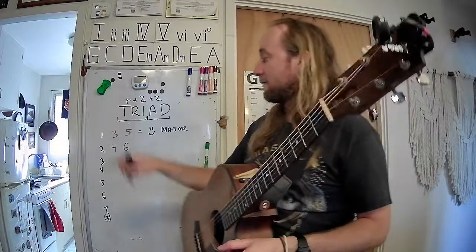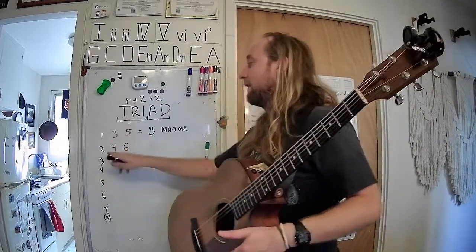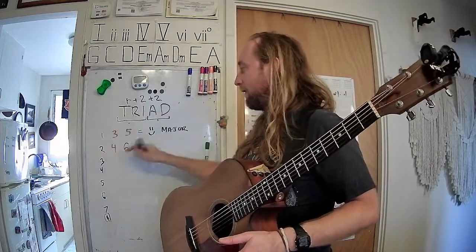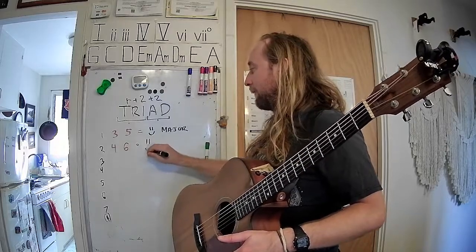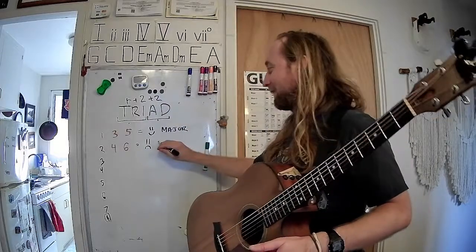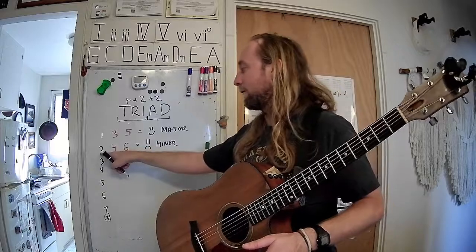That happens to be a minor chord. So this is true every single time you build chords inside of a major scale: the second note, when turned into a chord, will be a minor chord. So I'll put a little frowning face for minor chords. There we go. So 2 becomes minor.